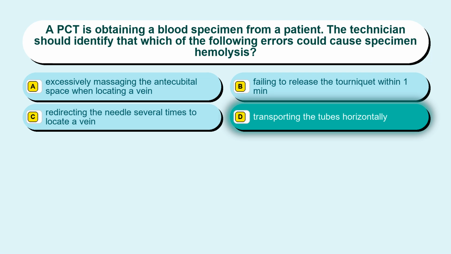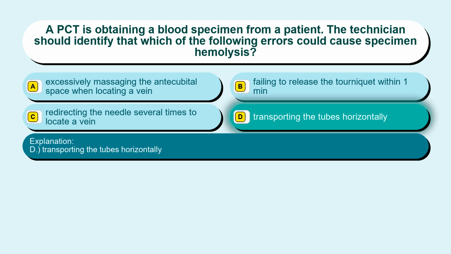The correct answer is option D, transporting the tubes horizontally.